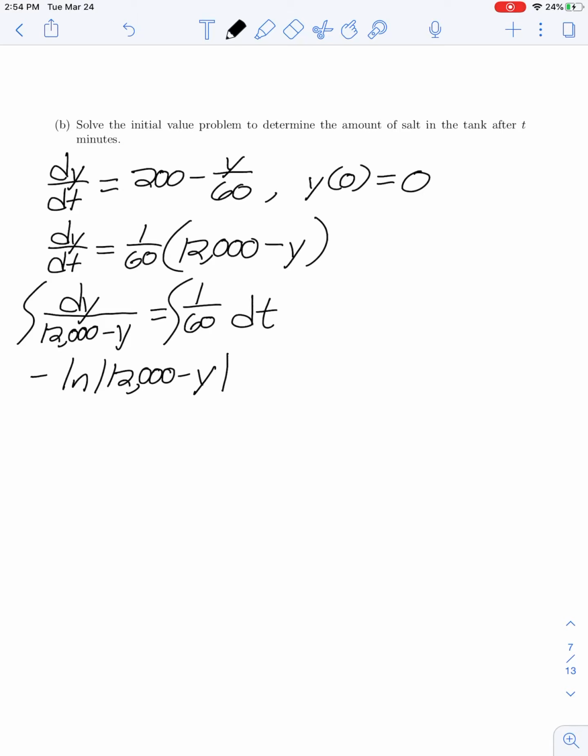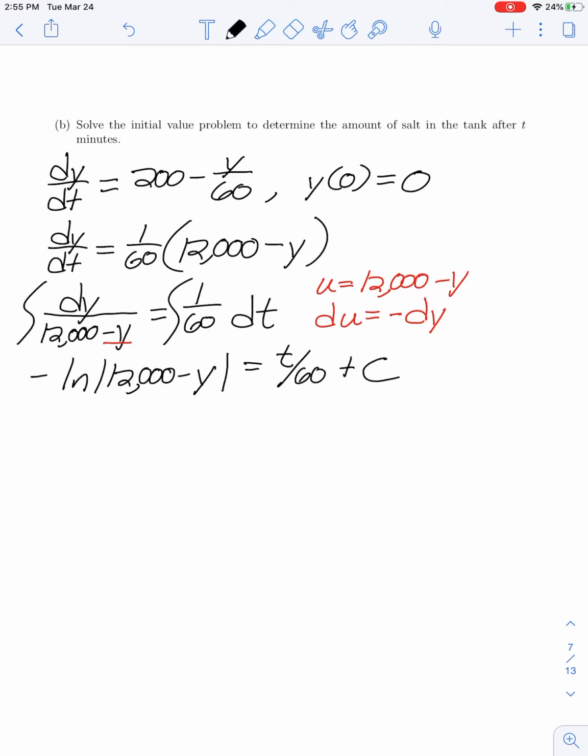12,000 minus y. Now this negative out in front of the logarithm is coming from the fact that we have a negative in front of our y value. What we're really doing here is making a u substitution with u equals 12,000 minus y, so that du is negative dy. So this negative that we have in front of the dy gives us the negative in front of that logarithm term. And on the right-hand side, the antiderivative of 1 over 60 dt is t over 60. And then we've got some constant of integration.